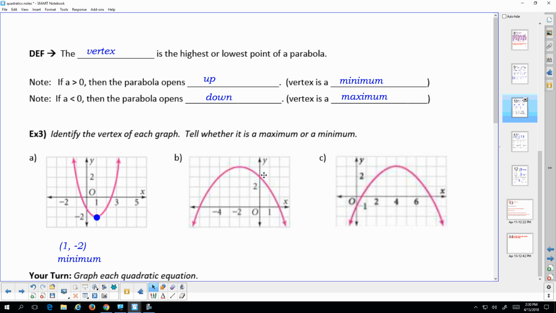How about B? Where's the vertex on B? Right, that would be this point right here, which is (-2, 4). And is that a minimum or a maximum? It's a maximum because it goes up and then turns around and comes back down. And then this one, where would the vertex be? The vertex is going to be right here, so that's at the point (4, 3). Is that a minimum or a maximum? It's a maximum.